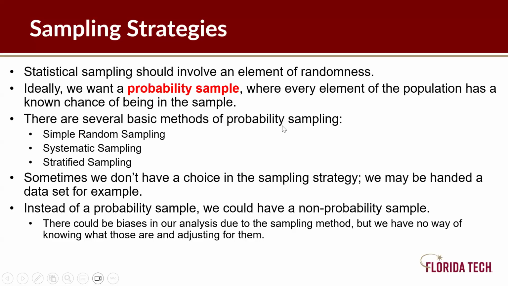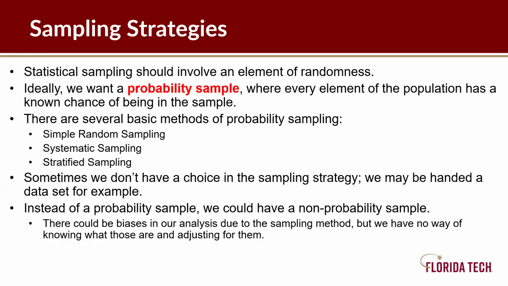So let's next talk a little bit about sampling. Okay, so we're talking sampling. We'll talk sampling strategies. Now the crucial element here for any type of sampling strategy is that it needs to involve an element of randomness.